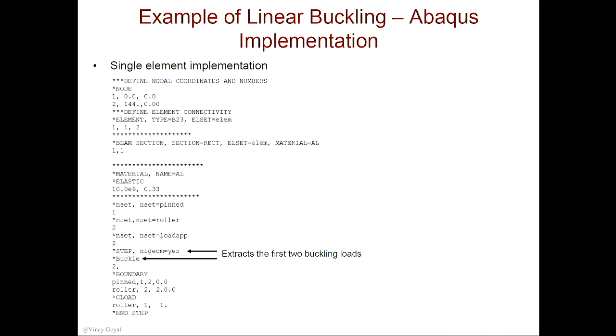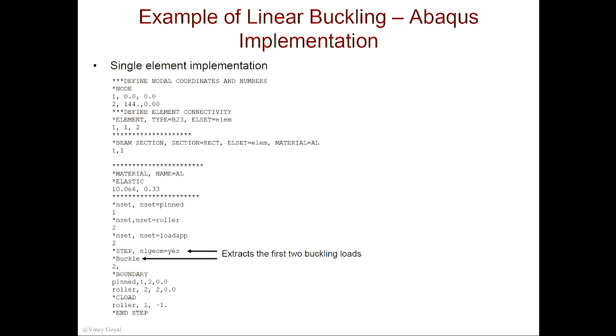In Abaqus, to do the problem, I gave you here the parameters you need. Type equals B23, that's your Euler-Bernoulli beam. Modulus 10 to the 6, Poisson ratio 0.33. The first node I pinned, the second node I have a roller. And then you make sure you put step definition and you have buckle. Star buckle will give you the eigenvalues and eigenvectors. It will give you that information.